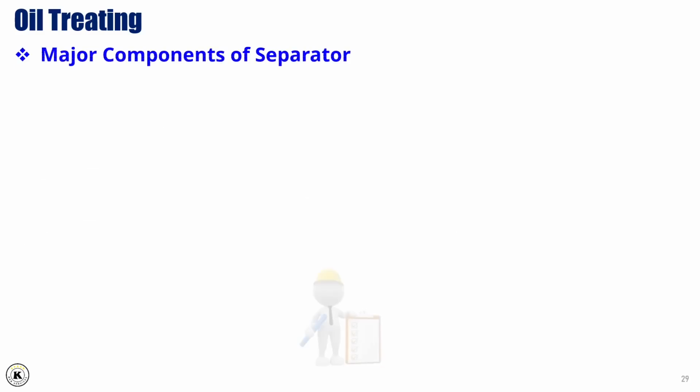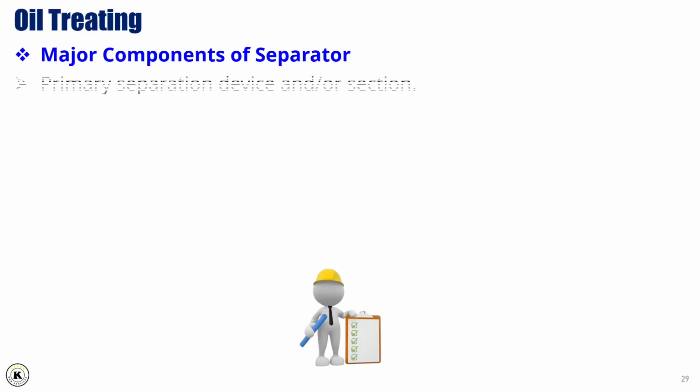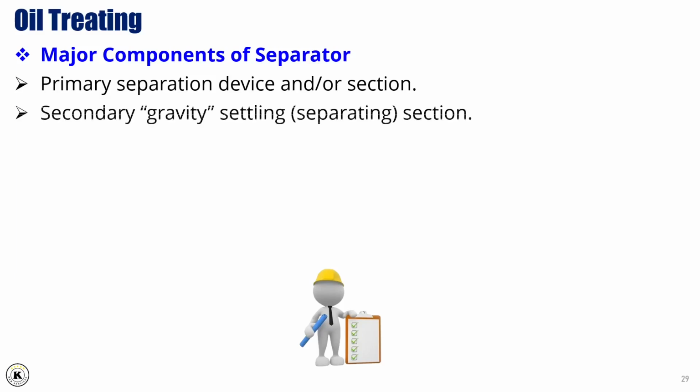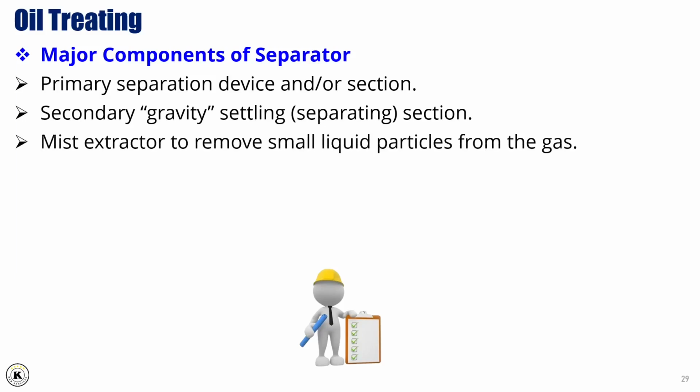Let's break down the major components of a separator. First, we have the primary separation section, where the bulk of gas and liquid are separated. Next is the secondary or gravity settling section, which further separates the fluids. Then comes the mist extractor, which removes tiny liquid droplets from the gas.